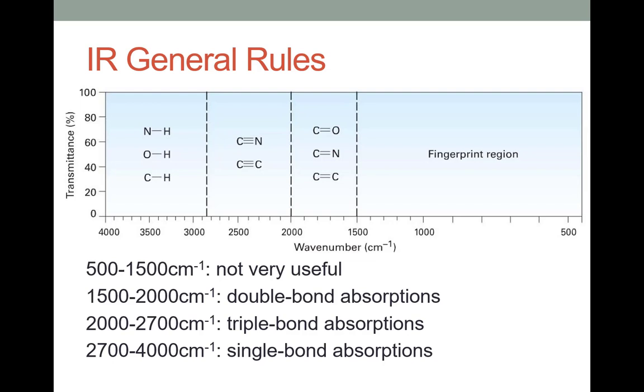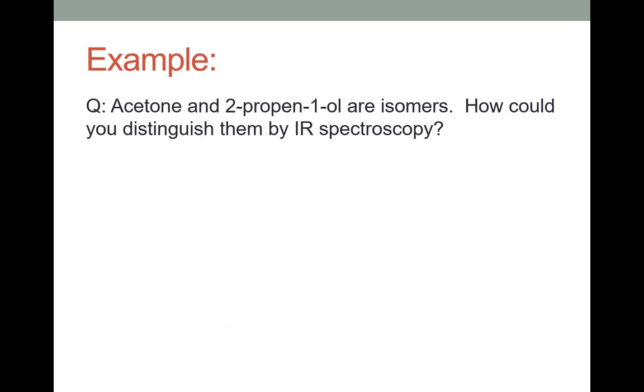So as an example, a typical question might say, here are these two molecules that have the same formula. Both of these are 3 carbon molecules with a double bond, so 1 degree of unsaturation. They both have an oxygen. One of them is a ketone and one of them is an alcohol. So how can we distinguish them by IR spec?